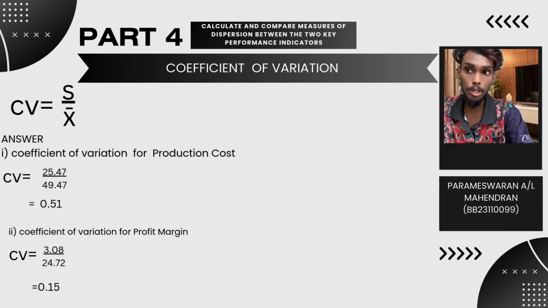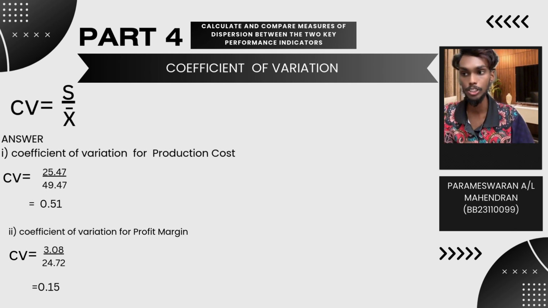So lastly, we're moving to the last part, that is coefficient of variance. It is very easy actually, because the formula is coefficient of variance equals the standard deviation divided by the mean. So the standard deviation we already calculated in the previous slide. So here we go. The coefficient of variation for production cost is the standard deviation 25.47 divided by the mean, that is 49.47. So the answer should be 0.51. This is the coefficient of variation.